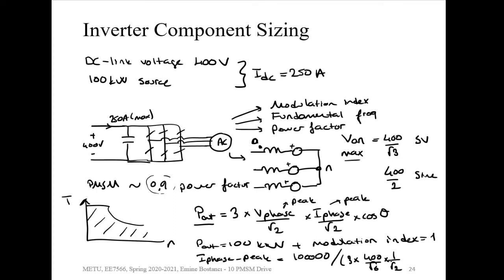Okay, this is division, multiplied by cosine theta. Assume it to be 0.9, so cosine theta. In this case, I can calculate the phase current, and I need to design my inverter based on this phase current. In this case, this phase current can be calculated for the 0.9 power factor. So power factor being 0.9, phase current, I phase peak, can be calculated as 320 amps.